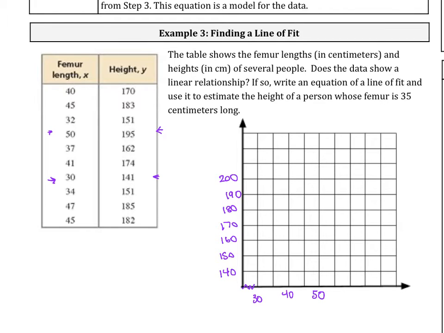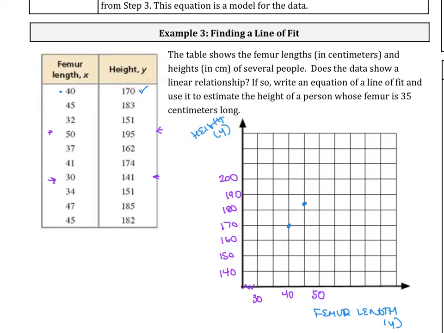Now we're just going to plot these points. So let me start us off. We have 40 and 170. First of all, the x is our femur length. So it's good to label your x and y axis. And then the height is our y value. Okay, and these are all in centimeters. Now 40 and 170, and that's actually perfect, right? So that's nice to have to plot, is right here. And I took care of that. Next is 45 and 183. So maybe about right here.